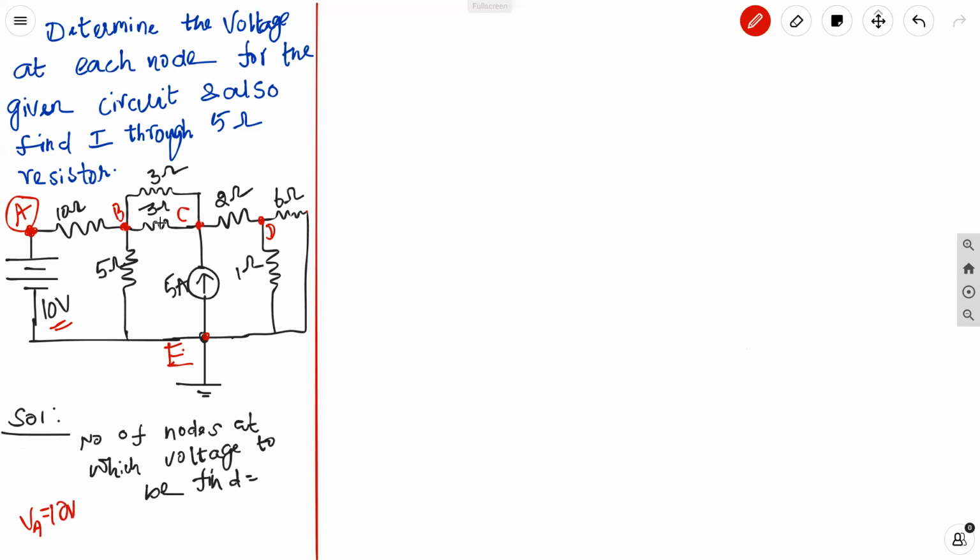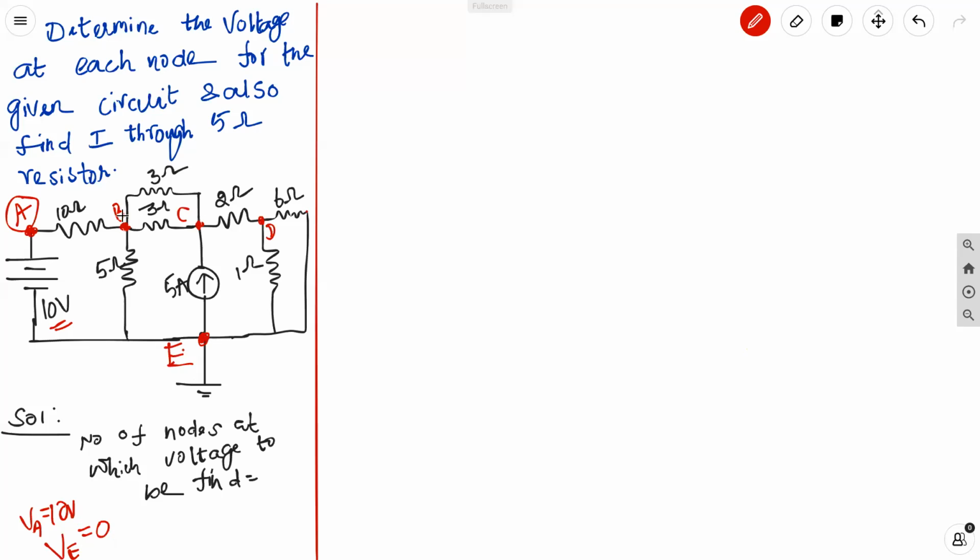And node B voltage is unknown, node C voltage unknown, node D voltage unknown. Node E, because it is ground, is 0, right? We already saw that we have to choose one node as a reference. In the problem itself, they mentioned this node as the reference node. So you know that reference node means its voltage is 0. So the voltage at node E is 0.